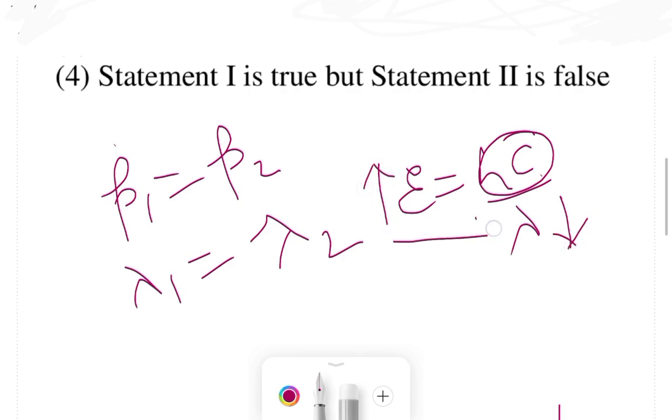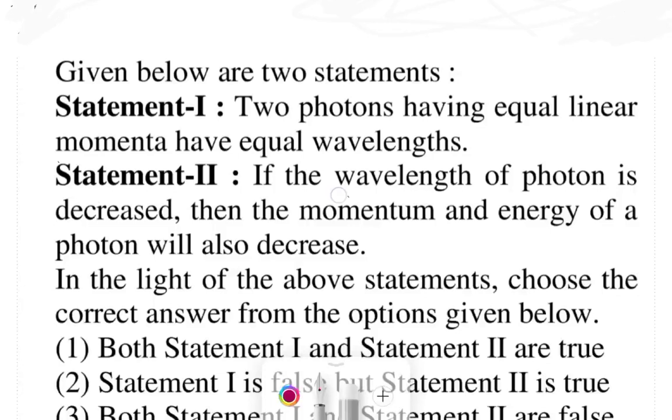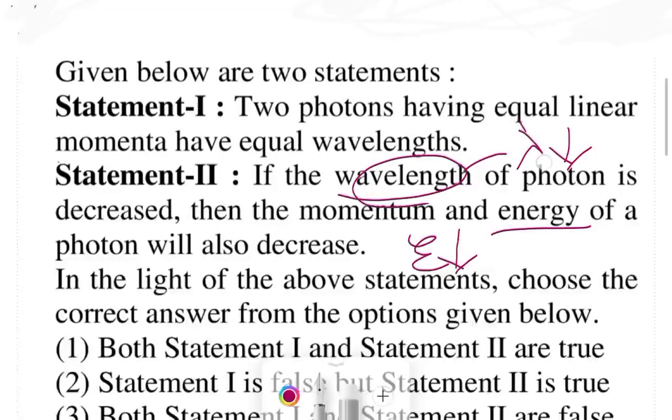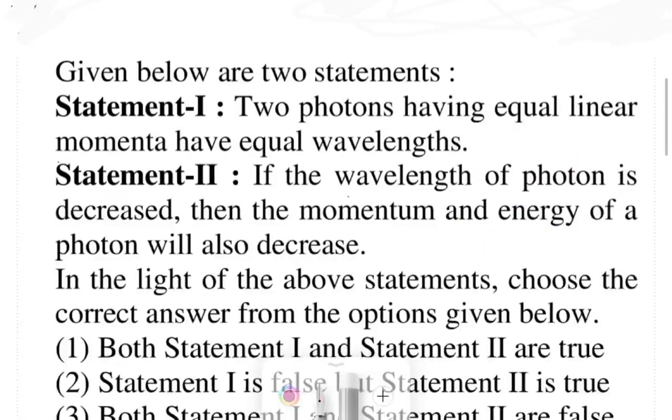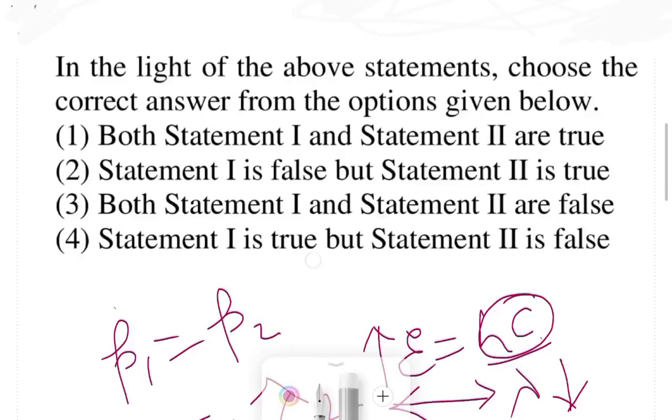By this simple fact, we can deduce that statement 2 is wrong, because it says if the wavelength lambda of a photon is decreased, then energy will decrease. This is not the case, so statement 2 is wrong. Finally, we can write that statement 1 is correct. So the first is true and the second one is false. This is the right answer.